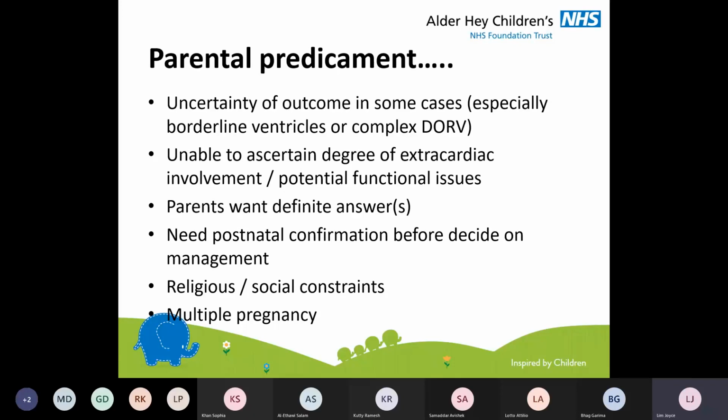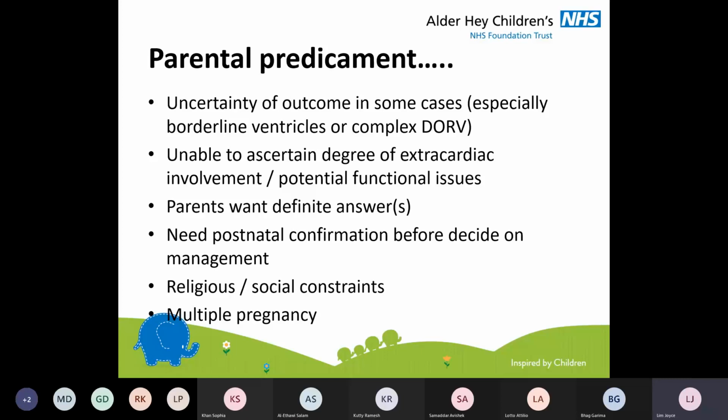The usual parental predicament is that we can't give them a 100% guarantee of what will happen, and parents want definite answers. When you see a borderline aortic arch with RV, LV disproportion, so the RV looks a bit bigger than the LV, you see them at 20 weeks, you tell them that. You see them at 28 weeks, you tell them it's the same thing. You see them at 32 weeks or 34 weeks, you tell them the same thing. They go, yeah, you have not told us anything else new. But unfortunately, that's the case for some of these sort of patients.